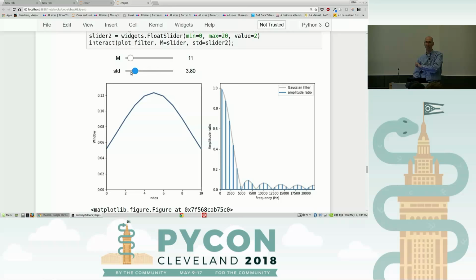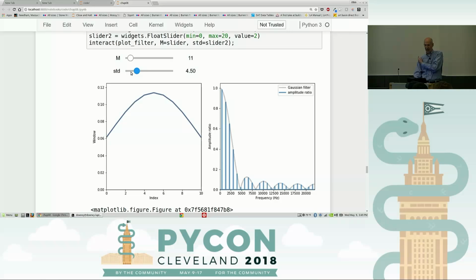The other thing you can see on the left is that my window is getting worse and worse, because it's not a smooth Gaussian curve anymore. It's a Gaussian curve that's getting cut off at the edges. And those edges are creating sharp discontinuities. Sharp discontinuity in the time domain corresponds to high frequency components in the frequency domain. That's where those bouncy things are coming from.